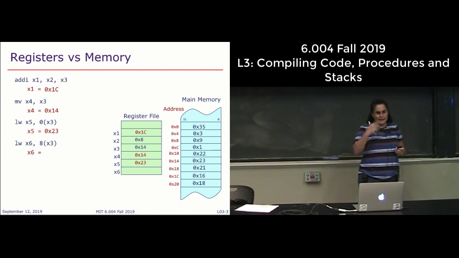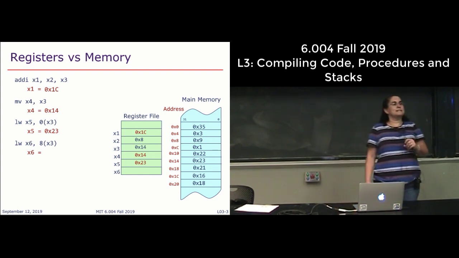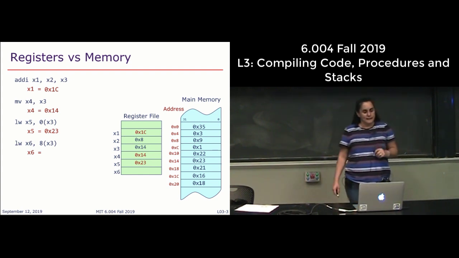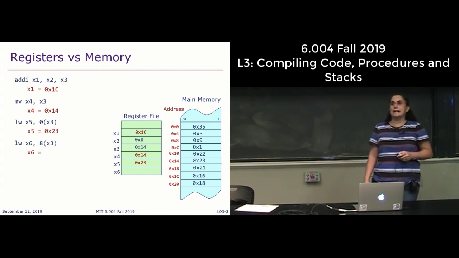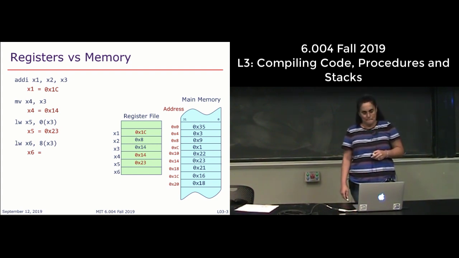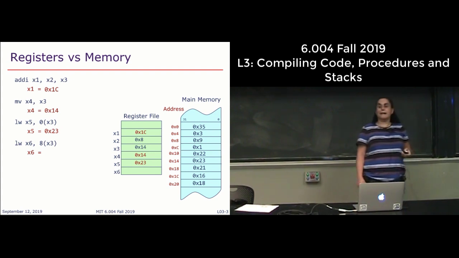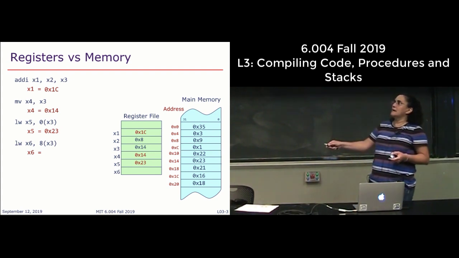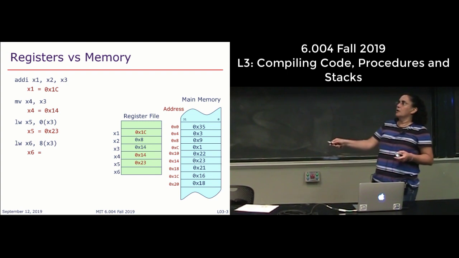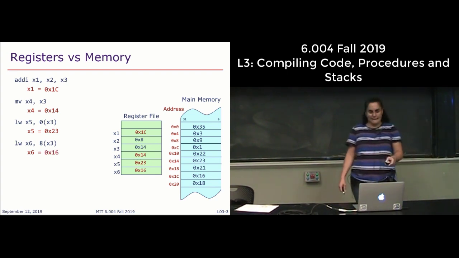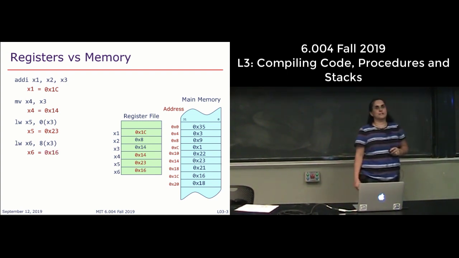So suppose I had a similar load instruction, but this time I had an offset of 8. What's going to end up in register X6? 0x16, right? It's just saying, look at location 0x14, go 2 more beyond that, and that's the value that's going to go into register X6.